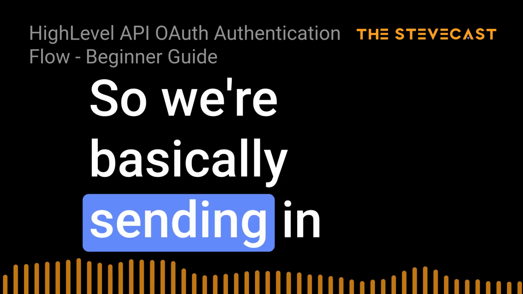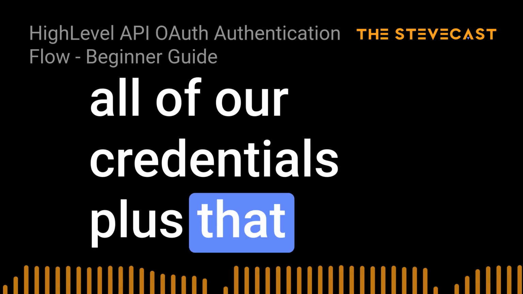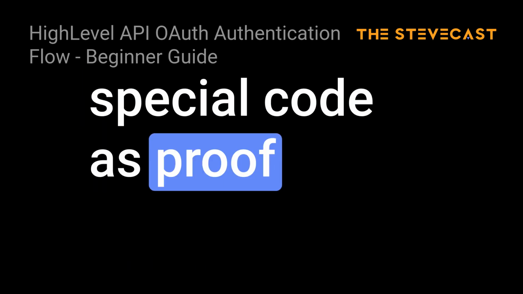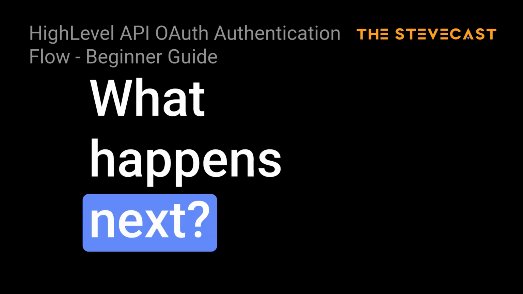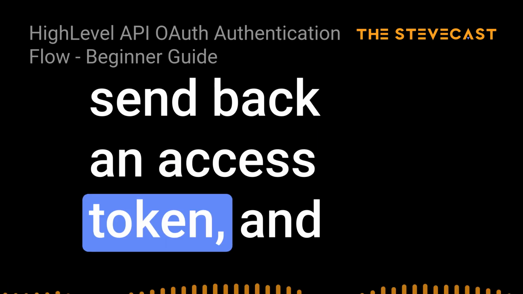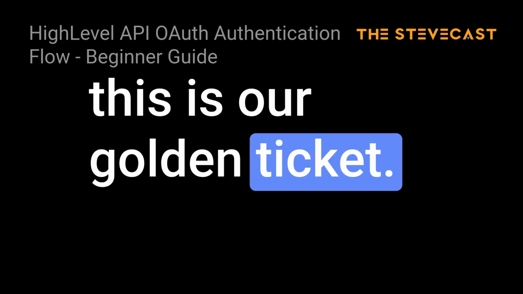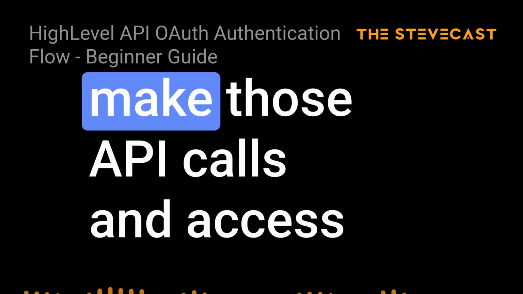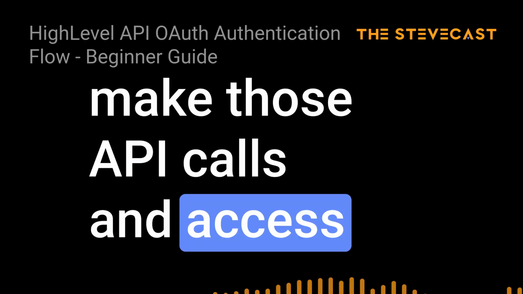So we're basically sending in all of our credentials plus that special code as proof that we have permission. What happens next? If everything checks out, HighLevel will send back an access token, and this is our golden ticket. This is the thing that finally lets us make those API calls and access the data we need.